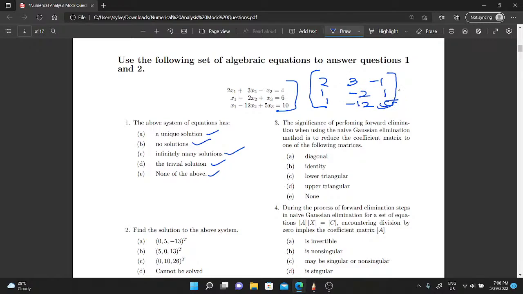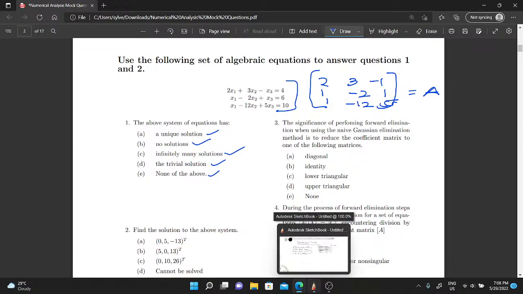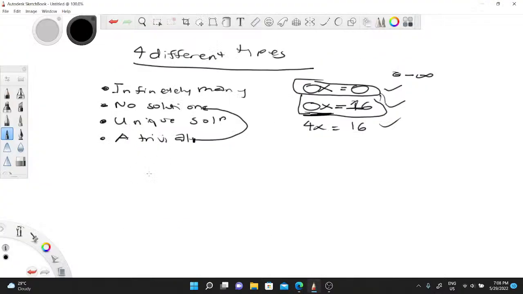-2, 1, 1, -12, and 5. So you have this as your A, you understand. So what is the upper triangular matrix form of this one? So the U of that A we just wrote. Please take some time to figure it out.